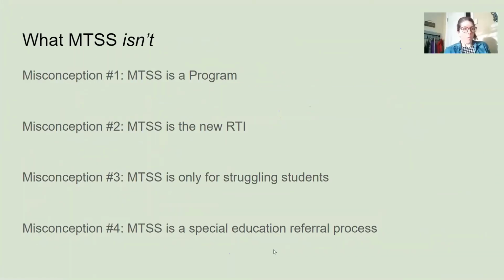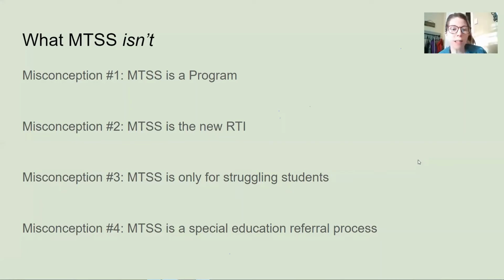So what MTSS isn't: it isn't a single program, right? It's not something that you go out and buy. It's not something that you add on to what you're doing. It's really more of a reorganizing of the resources that you already have, figuring out if you have too many, figuring out if you need to add some, but it is not a program.